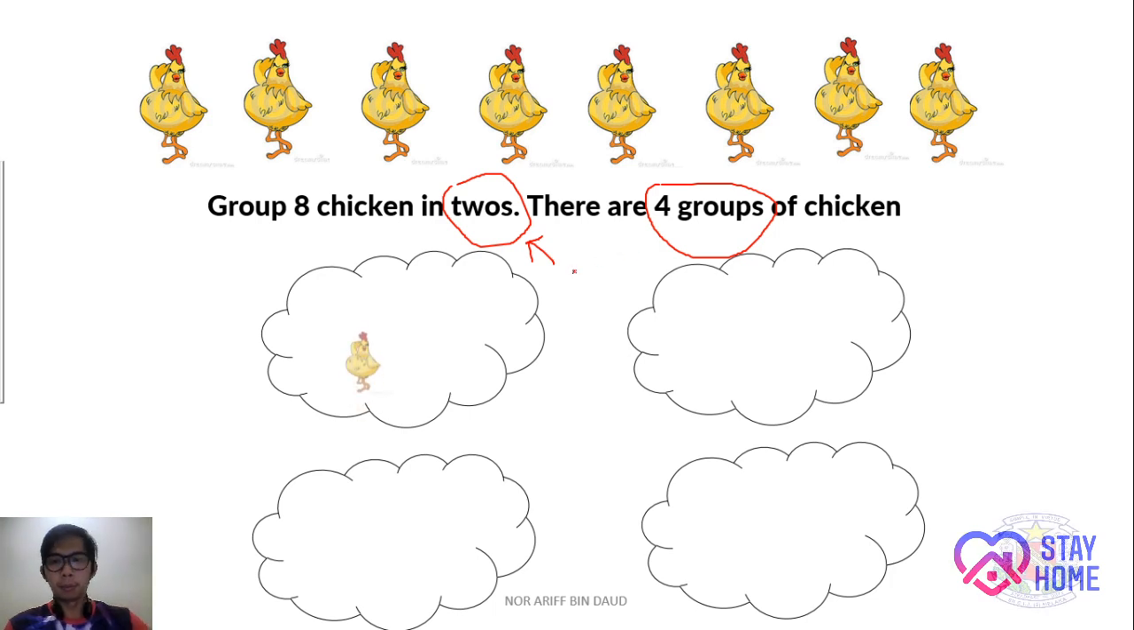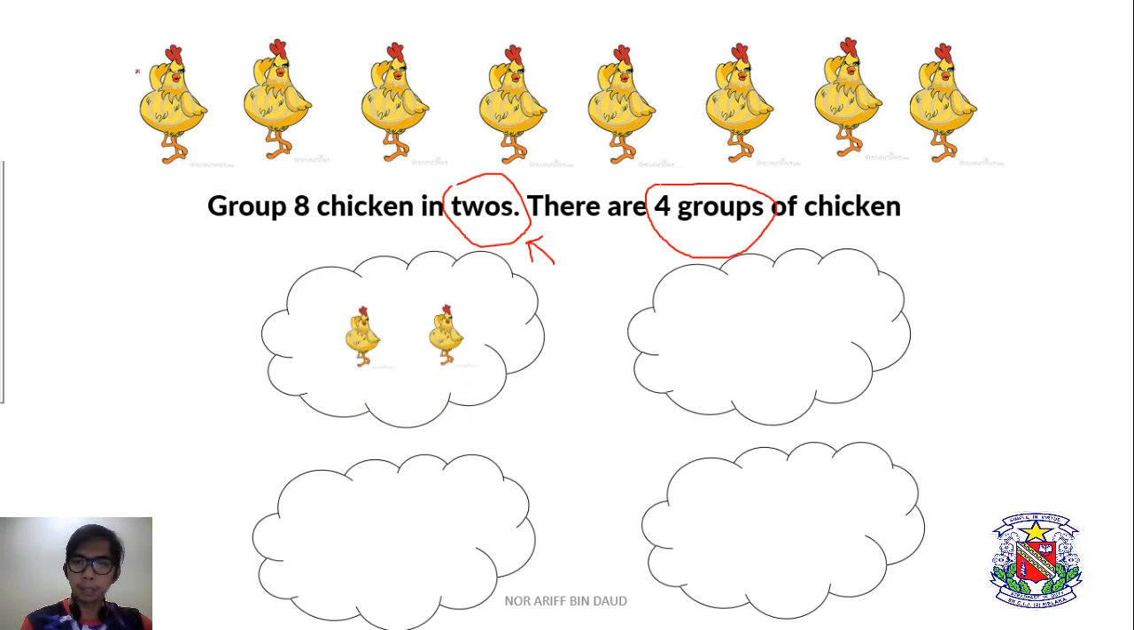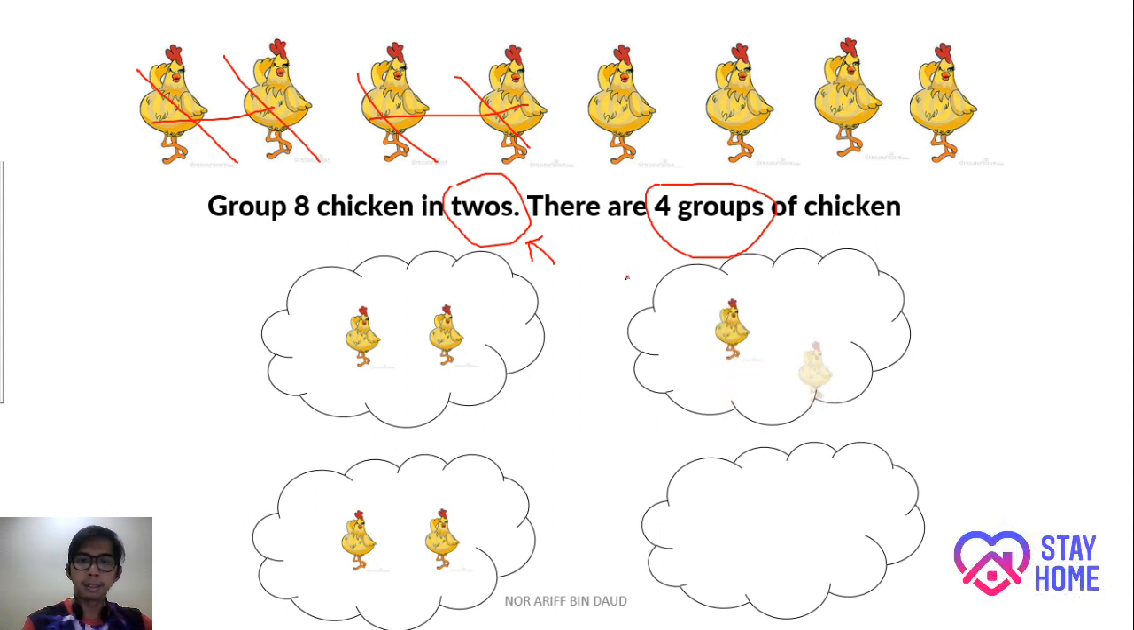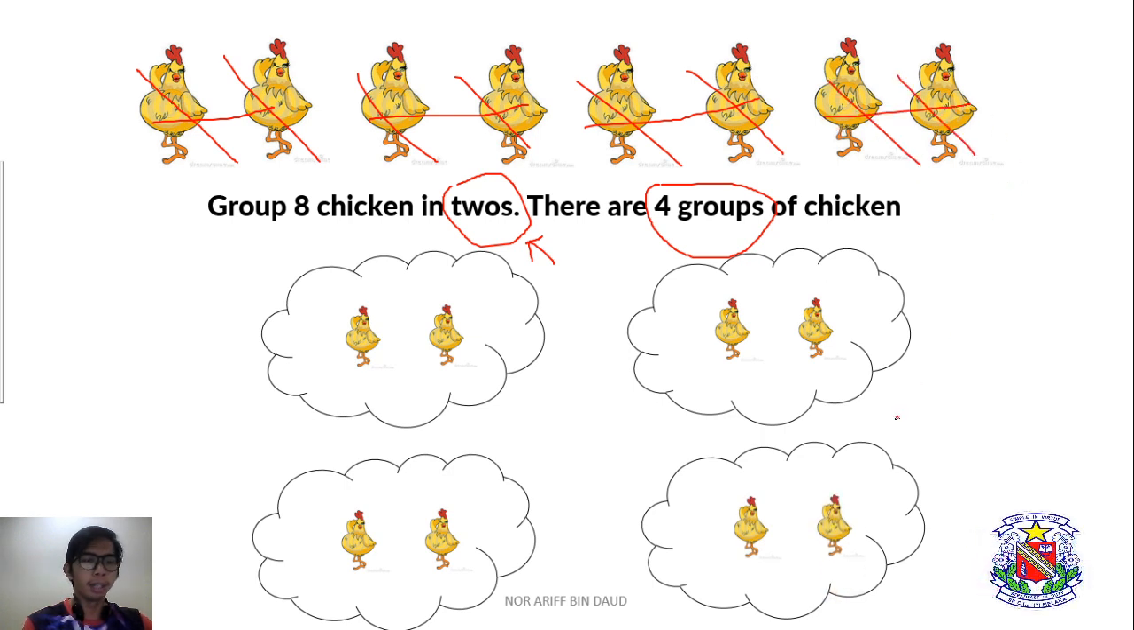So put 1, 2, and then we count down 2 chickens. 1, 2. Okay, cut another 2 chickens. 1, 2, okay, cut another 2 chickens, 1 and 2. So we don't have any chicken left here.